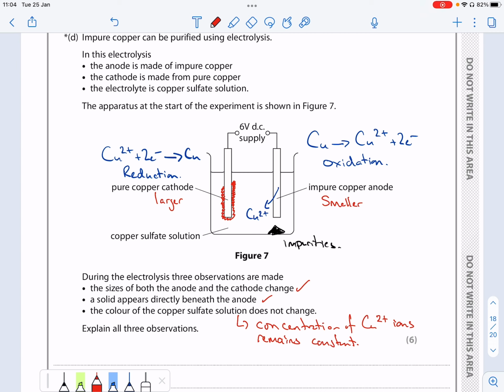And that means that the blue colour will remain the same intensity of blue. It won't become darker, it won't fade as this reaction starts to proceed.